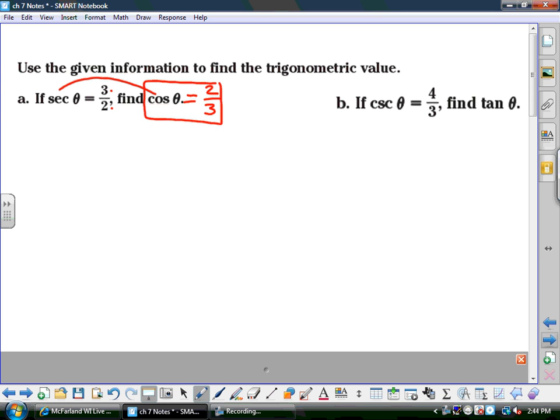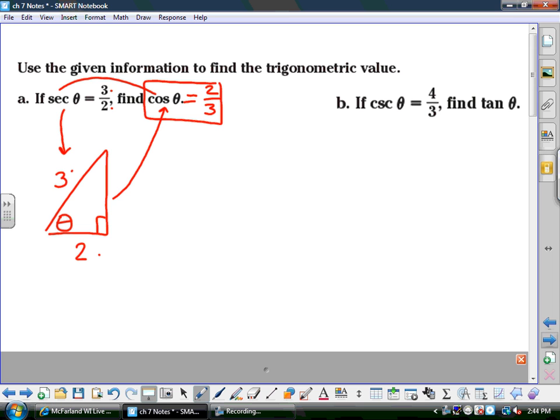Another way to do that, like we've done before, is to use the first picture to draw a triangle. I have an angle, and the secant of that angle is 3 over 2. Then use your picture to find the cosine. Cosine of the angle would be adjacent over hypotenuse, or 2 over 3. The triangle method still works, but there is a way to do it using identities also.